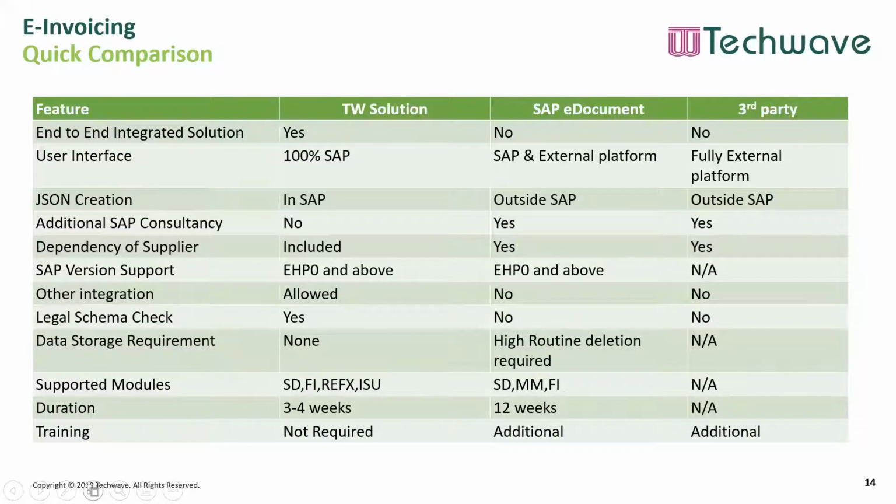So if you see in most of the columns, the TechWeb solution meets most of the requirements or most of the support needed from an integration point of view on the SAP, whereas the other solutions have it only up to an extent, right? Our solution has been built as a bolt-on, so it is completely on SAP, whereas other solutions do it outside SAP for JSON creation. The interface is 100% within SAP, so your user does not have to go anywhere.